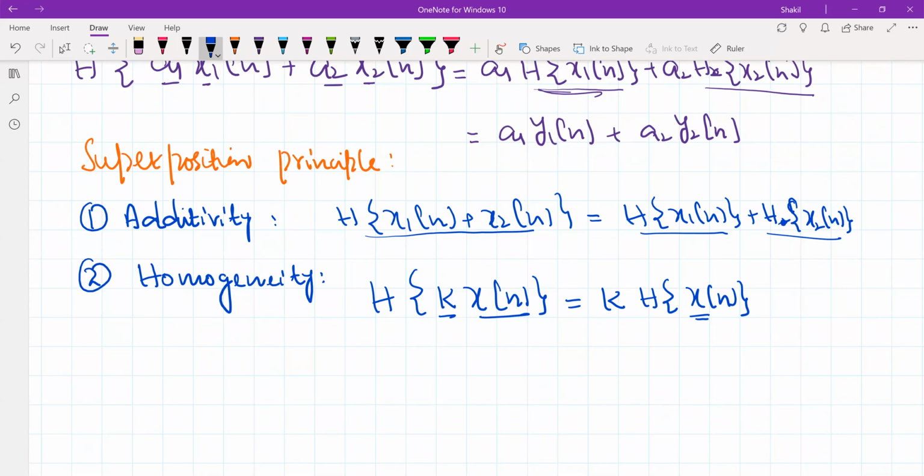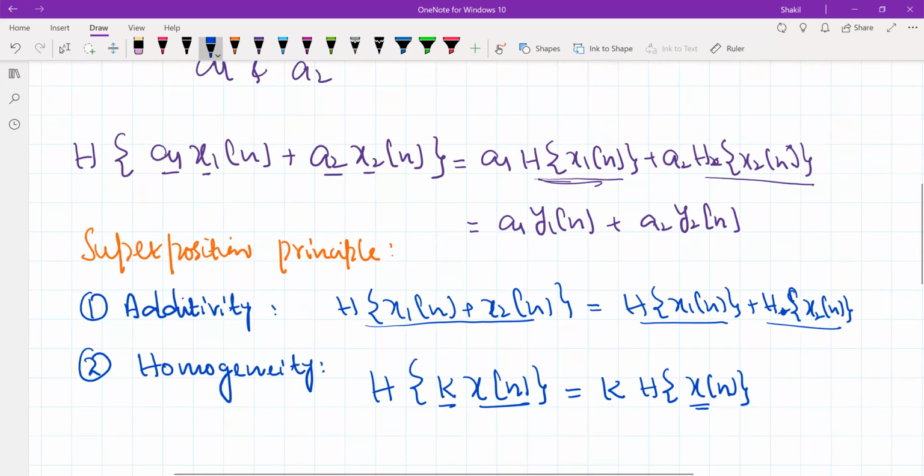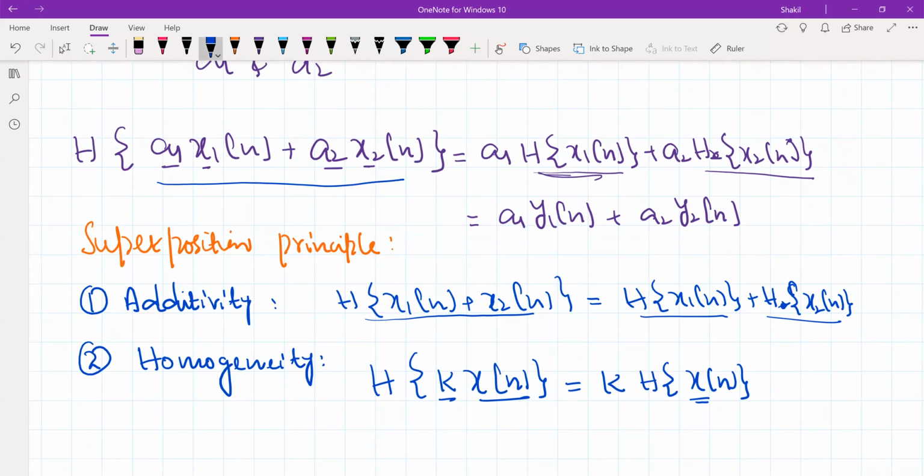And together, the additivity and homogeneity properties encompass the superposition principle, and if a system follows both additivity and homogeneity, we say the system is linear. So this is another way to define what a linear system is. You can see from this definition that both additivity and homogeneity are encompassed. Whether you write it this way or this way, it is one and the same thing. So this is how we define mathematically what a linear system is.